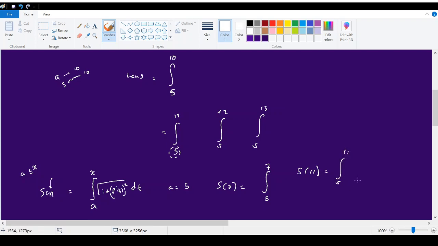In other words, we can look at this equation as a function of x, right? So to do that, you should have a variable at the upper limit position, right? So then it will give you the length from the starting point towards the end point that is mentioned by x.